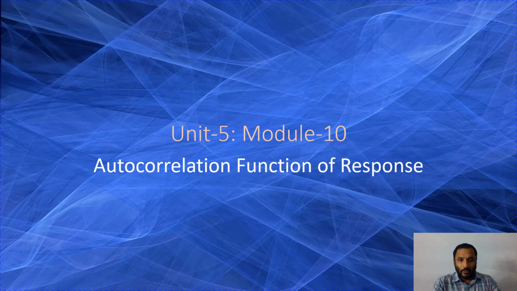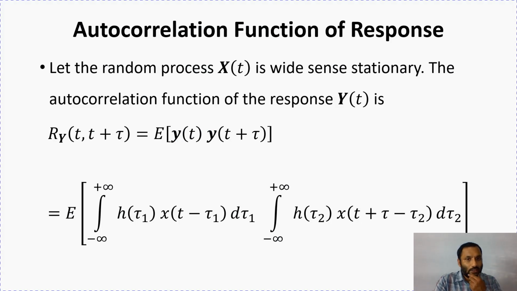Now we are interested to find out the autocorrelation of y of t. I want to determine this left hand side, where y of t is the random process at the time points t and t plus tau. We are interested to find out the autocorrelation at these time points, of two variables at these time points. That will be given by the expectation of the product of these two random variables at those time points, that means the expectation of y of t times y of t plus tau.